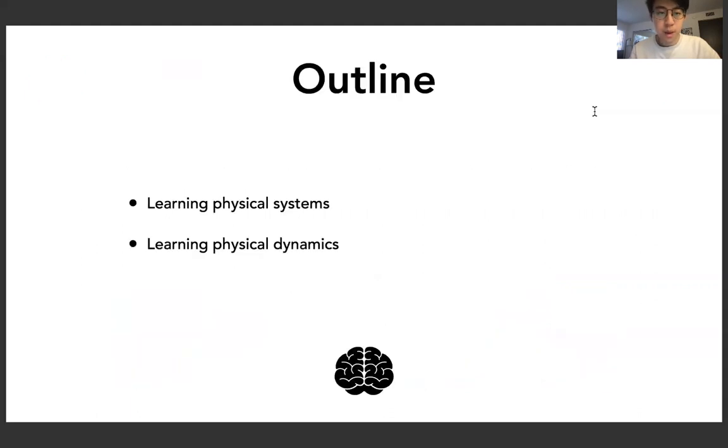The talk will be separated into two parts. The first main part focuses on learning about physical systems, which will then be generalized to learning about physical dynamics in the second part. So let us begin with the first part of the talk.